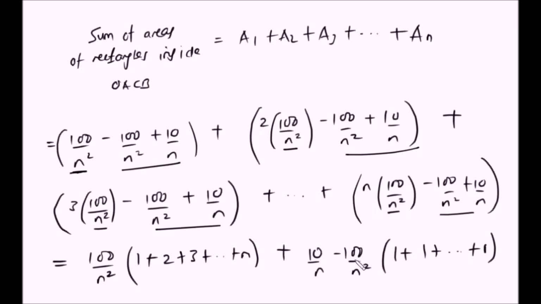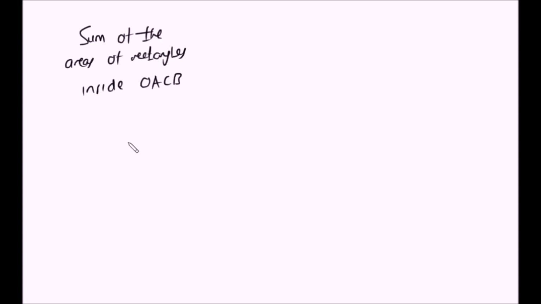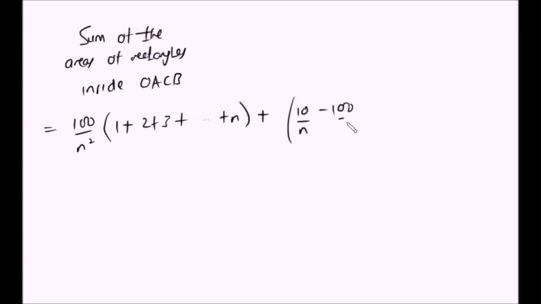Like that. So this one now is the sum of the area of all rectangles. So sum of the areas of rectangles inside OACB, so is equal to what? Is equal to 100 over n squared niliyopata pale mwisho. Okay, I'm just repeating it like this, and then hapa tulikuwa tuna 10 over n minus 100 over n squared. So hapa tuna 1 plus 1 plus 1 mpaka mwisho.